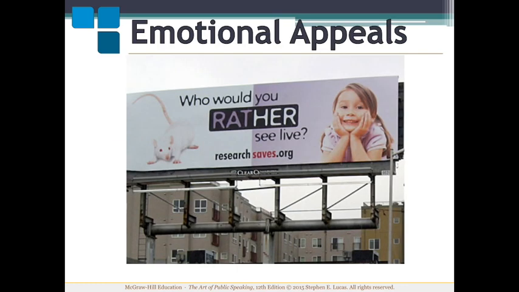Some examples from my world, advertising. I like this ad a lot, even though it really twists me up a little bit. Who would you rather see live? Which obviously is kind of a thumb in the nose for folks who are pro animal rights. So I guess this is rather controversial, right? Keyword there, rather. But again, a simple way of creating an emotional appeal.